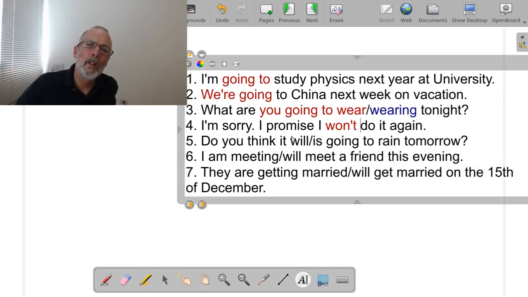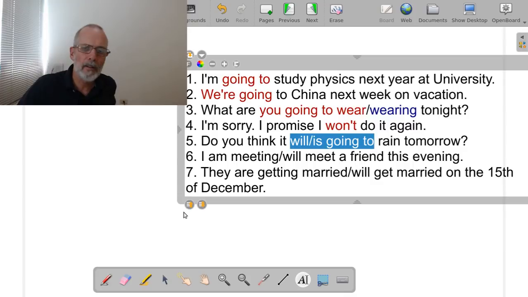Next one. Do you think it will rain tomorrow? Do you think it is going to rain tomorrow? Which one is correct? Do you think it'll rain tomorrow? Do you think it's going to rain tomorrow? Or do you think it's gonna rain tomorrow? Which one is correct? The best of us says, do you think it'll rain tomorrow? That is correct, very good.